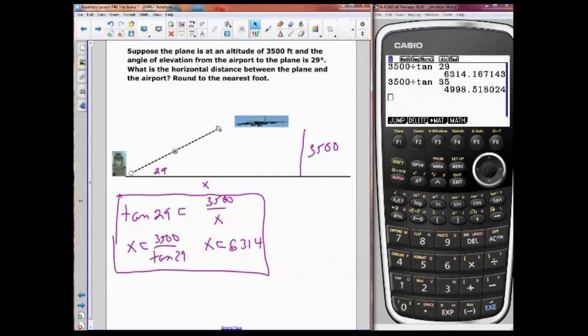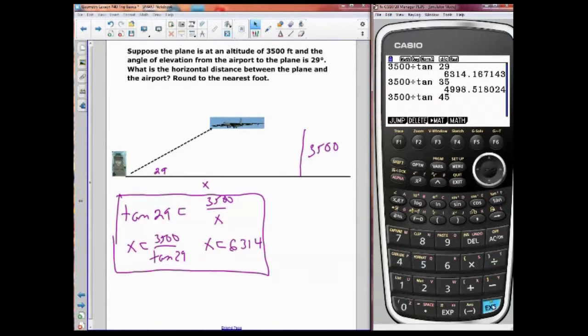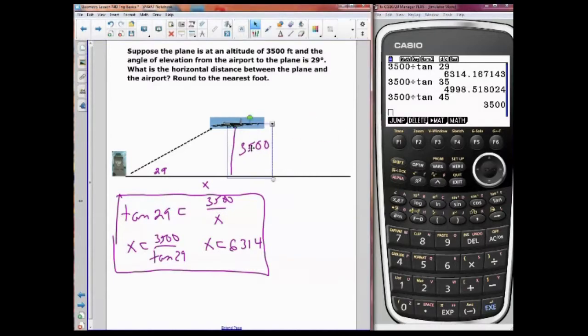So let's get him a little bit closer. And here comes the plane. Now we're at 45 degrees. Watch this. 3,500 divided by the tangent of 45. Boom. He's exactly the same distance. So this right here, 3,500, is also 3,500 here. We have an isosceles right triangle at 45 degrees.